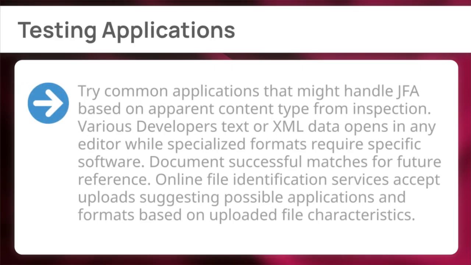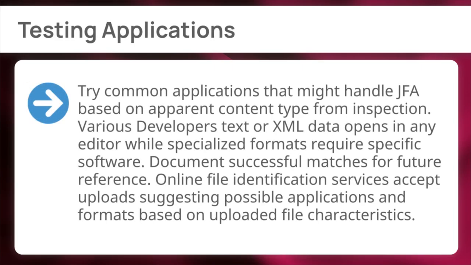Finally, testing applications. Try common applications that might handle JFA based on apparent content type from inspection. Various developers' text or XML data opens in any editor, while specialized formats require specific software. Document successful matches for future reference. Online file identification services accept uploads suggesting possible applications and formats based on uploaded file characteristics.